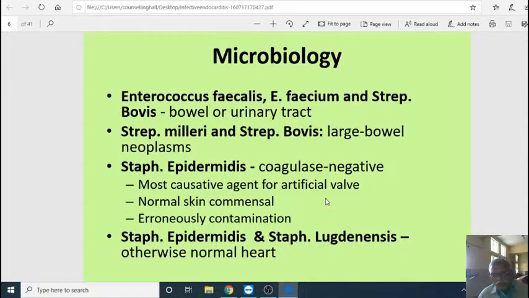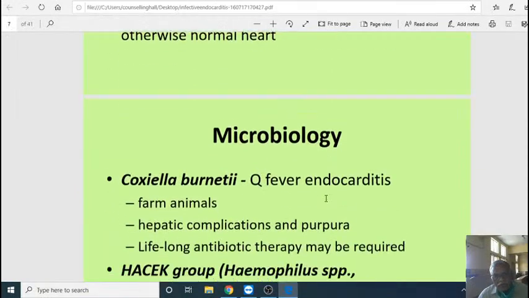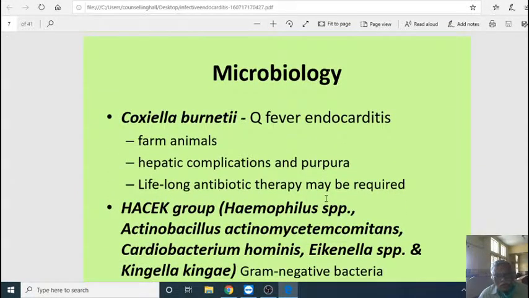Streptococcus bovis is associated with large bowel neoplasm. Staphylococcus epidermidis, which is coagulase negative, is the most common causative agent for an artificial valve. It's a normal skin commensal that can become virulent and invade the heart, usually due to erroneous contamination. Staphylococcus lugdunensis can affect an otherwise normal heart.